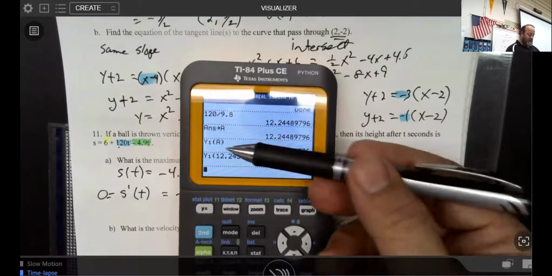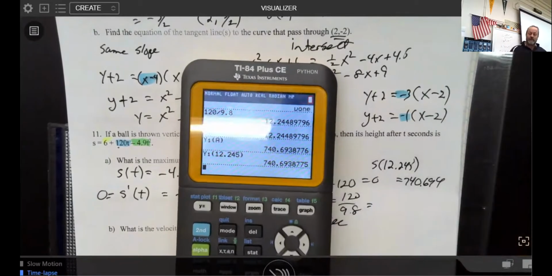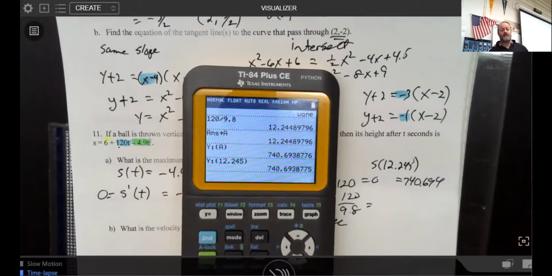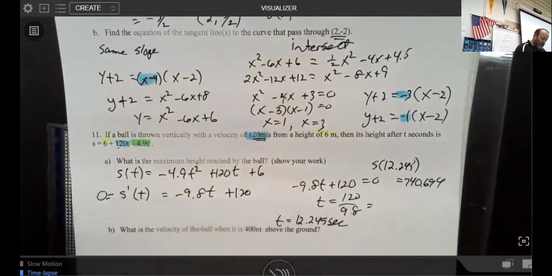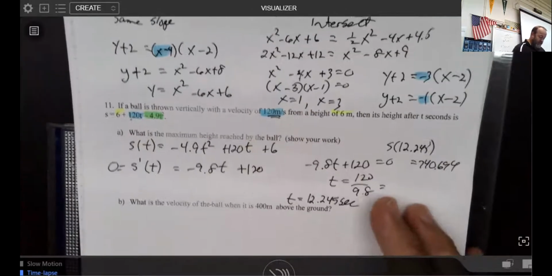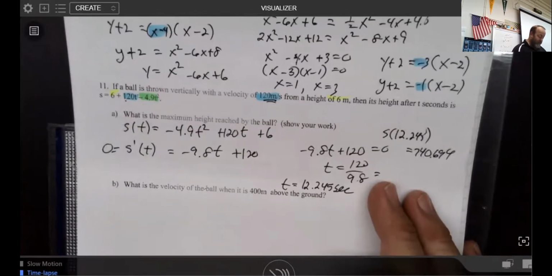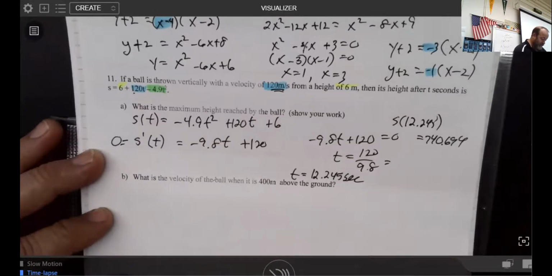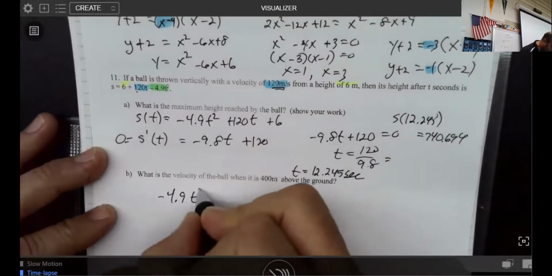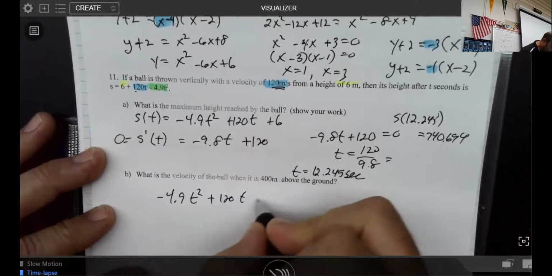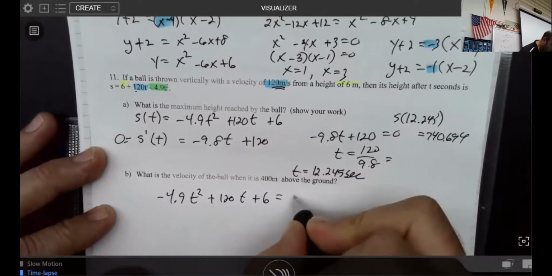I like to store things in my calculator because then I have all of the decimal places, just in case for some reason it's a little bit more sensitive. Now, what is the velocity of the ball when it's 400 meters above the ground? This is a backwards question because my height is this guy right here, and I want to know when that height is 400.